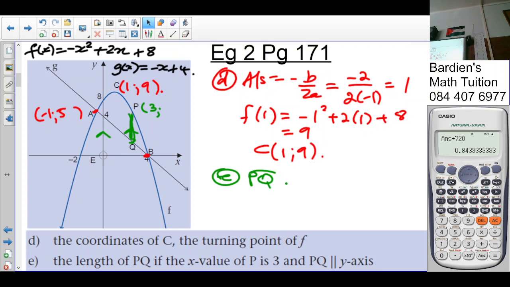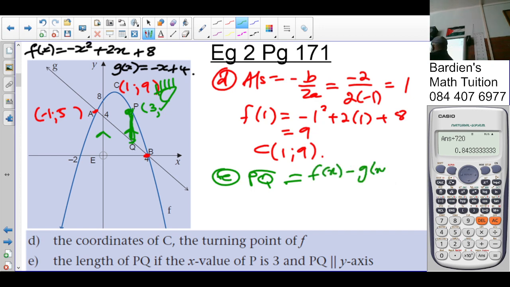You take the top graph, subtracting the bottom one. Why? Because I'm looking from on top, and P is on top. P is on the parabola. So it's going to be your parabola minus your straight line, or we'll just say f of x minus g of x. So do the substitution and simplify.